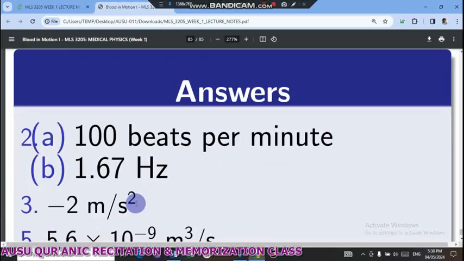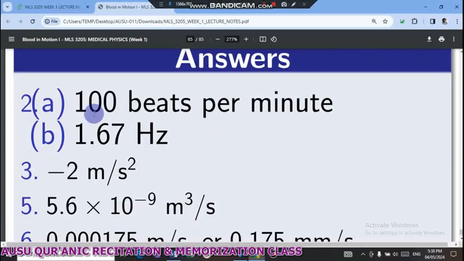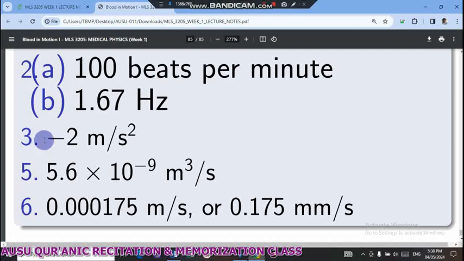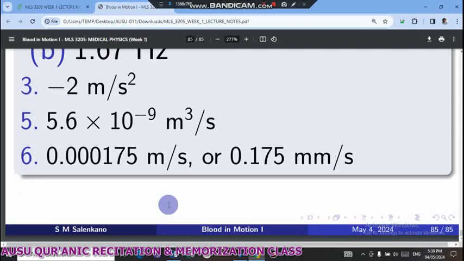Alhamdulillah. When you finish that, for the questions that require calculation, I gave you the answers here. Number 1, number 2, A and B, here are the answers. Number 3, this is the answer. Number 5 and number 6, you can express the answer like this in meters per second or in millimeters per second. It's correct, because the speed, you can see, is very small.